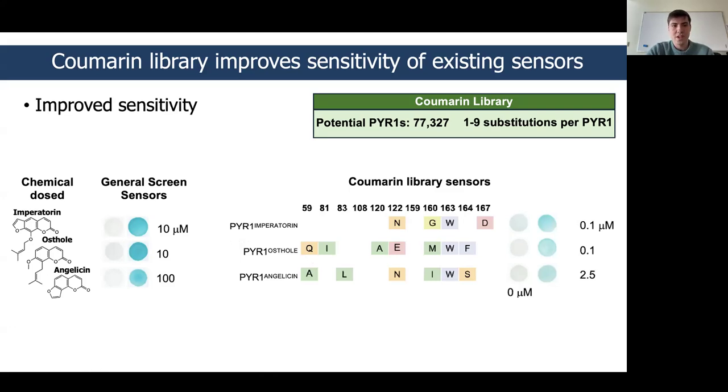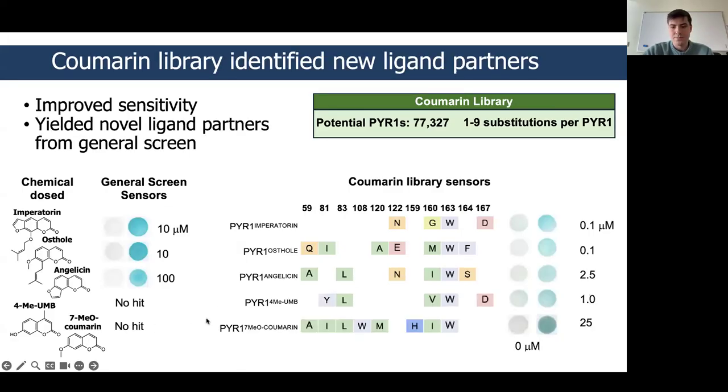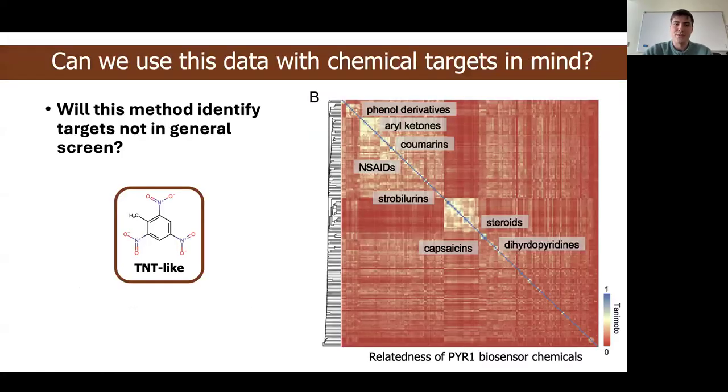Even cooler than that, though, in my opinion, is that when we screened coumarin structures that we were not able to get hits for from the general screen library, we were able to get hits for them in this mature library, even at the low micromolar level of sensitivity. And you can see how many mutations it took to get sensors for some of these things. This was really awesome and led us to take off with this idea of, okay, can we use this data to get hits for things that we have chemical targets in mind, but we have no data for?